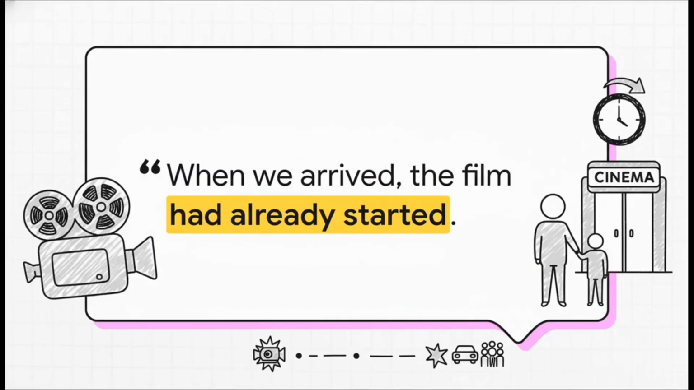And look at that. We're right back where we started with our movie problem. But now this sentence makes perfect sense, right? When we arrived, the film had already started. Our arrival was the second thing to happen. The film starting, that was the first. The past perfect just makes it so easy to get.